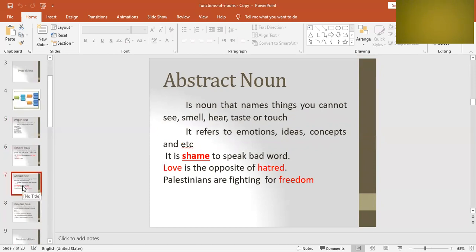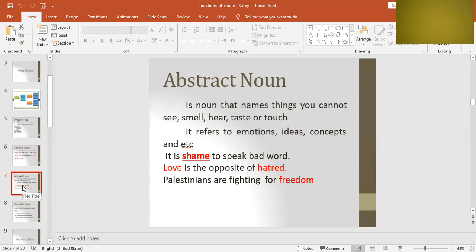Abstract nouns mean thoughts or ideas. For example, when I say freedom, can you see freedom? Can you touch freedom? Can you smell freedom? When I say love, can you touch love? Can you see love? Can you smell love? Can you taste love? You feel it. You understand it.